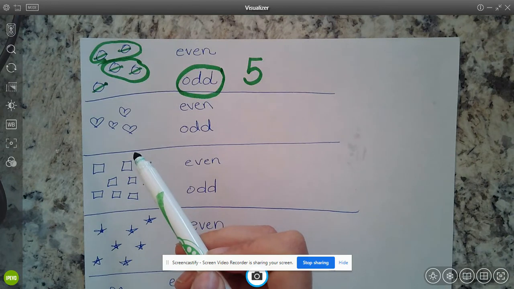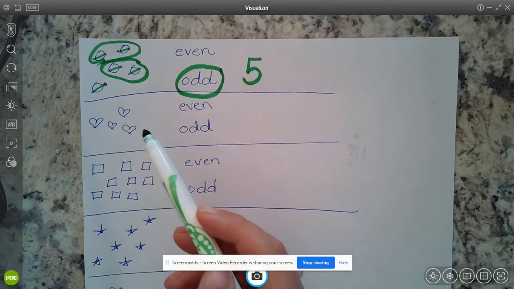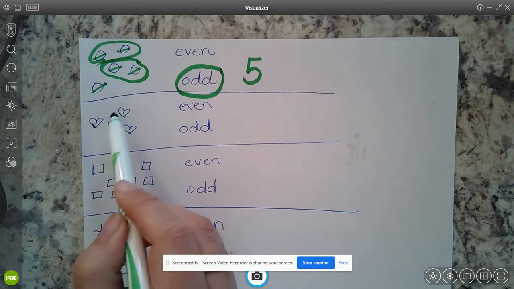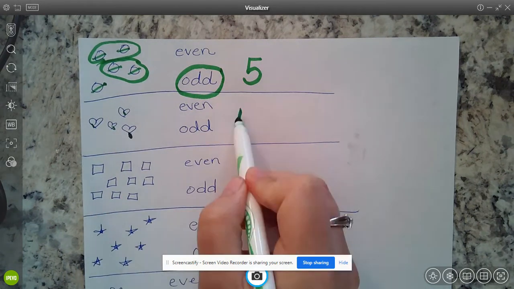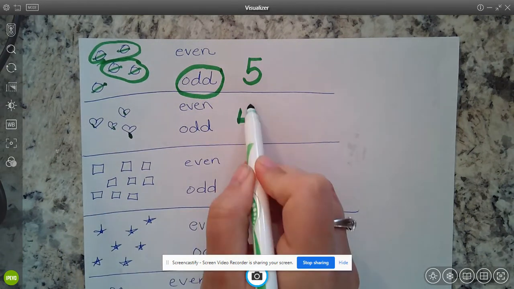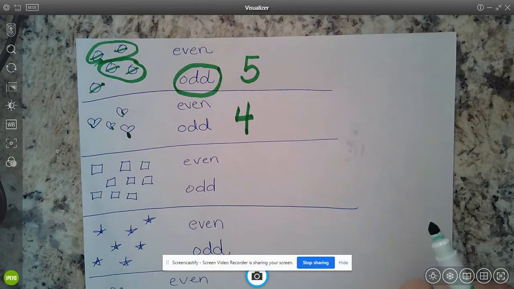Okay, so 2, 4, 6, 8, 10, these numbers are even. Hey, I heard the number 4 in the song. Did you hear it? 2, 4, 6, 8, 10, these numbers are even. So in our song, it said 4 was an even number, so the number 4 must be even. And I'm going to show you why.